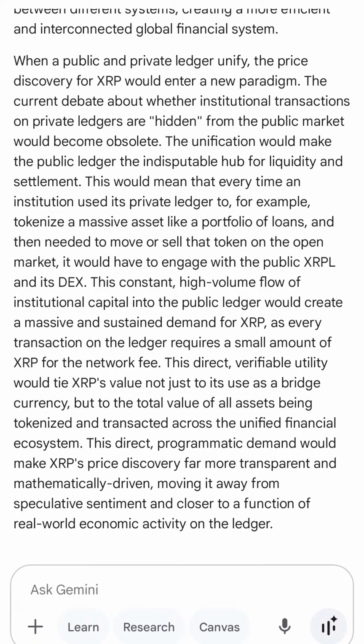This constant high-volume flow of institutional capital into the public ledger would create a massive and sustained demand for XRP, as every transaction on the ledger requires a small amount of XRP for the network fee. This direct, verifiable utility would tie XRP's value not just to its use as a bridge currency, but to the token value of all assets being tokenized and transacted across the unified financial ecosystem. This direct programmatic demand would make XRP's price discovery far more transparent and mathematically driven, moving it away from speculative sentiment and closer to a function of real-world economic activity on the ledger.